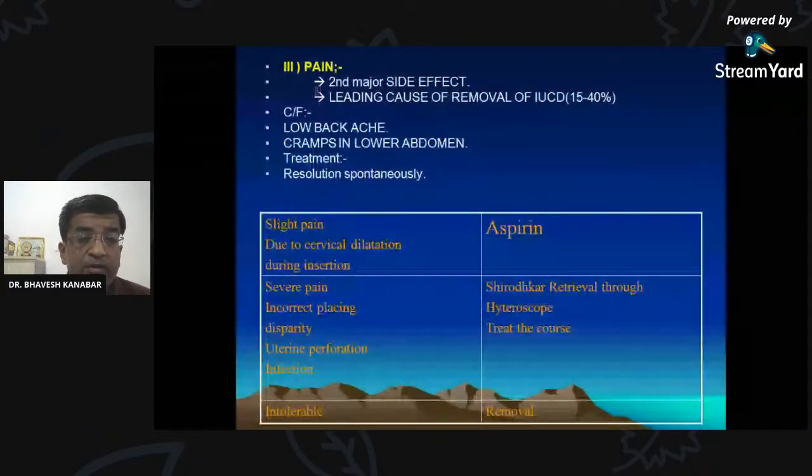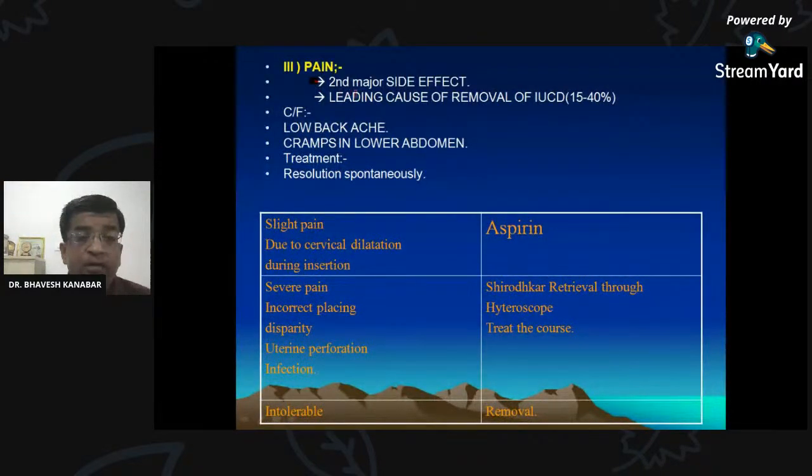Then we are continuing with pain. Pain is the second major side effect, and it is the leading cause of removal of the IUCD. We have seen one table of removal of the IUCD in percentage. Pain is the leading cause for removal of the IUCD, accounting for about 15 to 14% of all causes for removal.